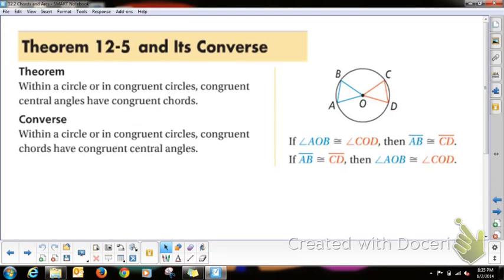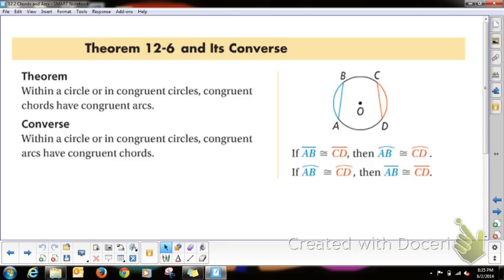Theorem 12.5 and its converse. Within a circle or in congruent circles, congruent central angles have congruent chords. So again, we're going to talk about that angle AOB and this angle COD. So it's the same two angles we just talked about in the last picture. That means that this chord that is formed by segment AB is congruent to this chord, segment CD. Because the angles were congruent, then the chords are congruent. And the converse is, if the chords are congruent, then that means the angles are congruent.